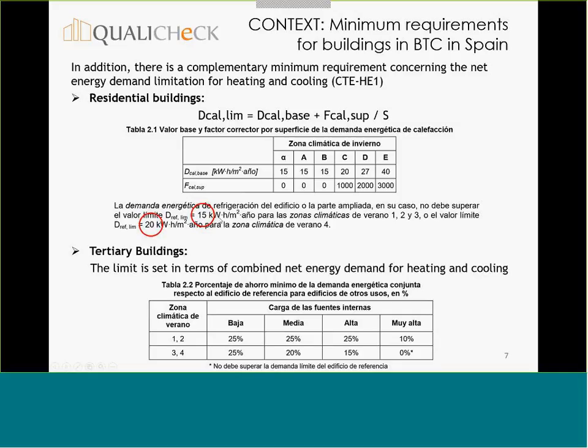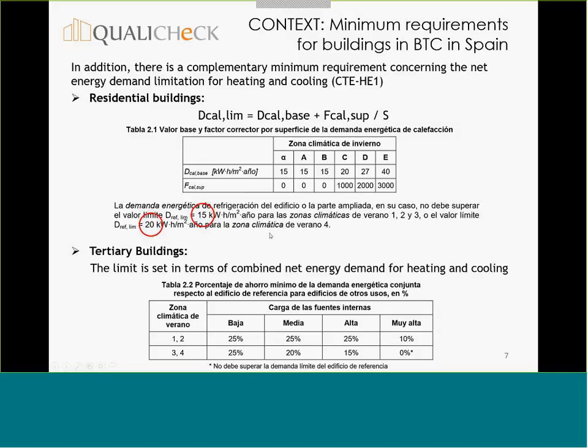It's 15 kilowatt hours per square meter and year for the, let's say, the not so hot climatic zones in Spain, the 1, 2, and 3, and the limit is increased to 20 kilowatt hours per square meter and year for the hottest climatic zone, the 4th. Sevilla, for example, where I am speaking now, is in the climatic zone 4.